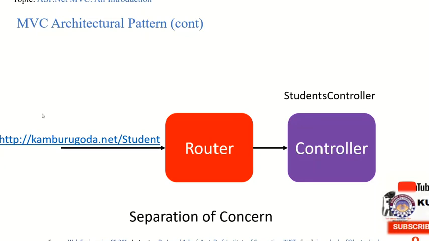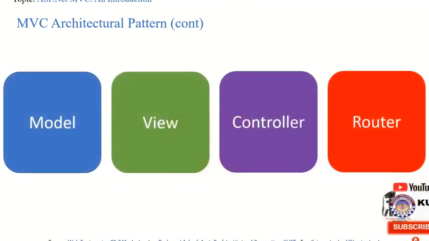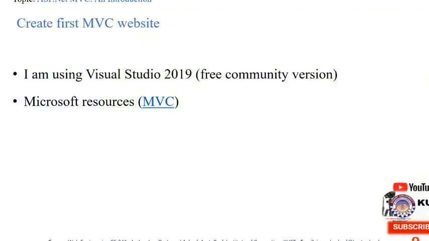Now, after covering MVC at an introductory level, the next step is to create a website. For creating the website, we are going to use Visual Studio 2019. You can use an older version as well. 2017 would work as well. And the community version is free, so you can download it easily from the Microsoft website. And the resources that we are going to follow are provided by Microsoft.